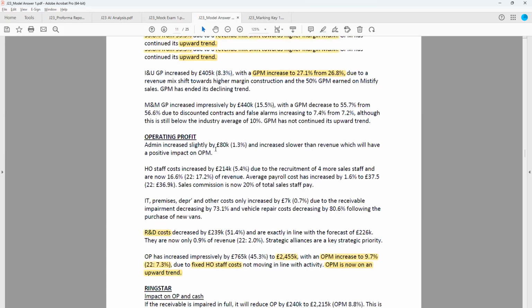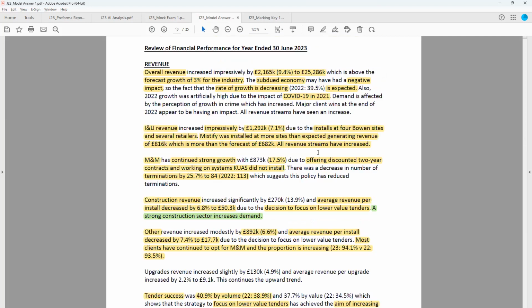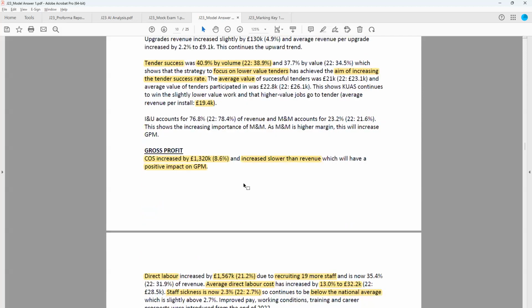So think about what's happened in the year. What's the big picture that's happened in the year? Obviously, we saw M&M's gone up because of the 2-year contracts. We've obviously seen that Mystify has been successful in the trial and the initial rollout. So you can see why they're sensible action points based on what has happened during the year.